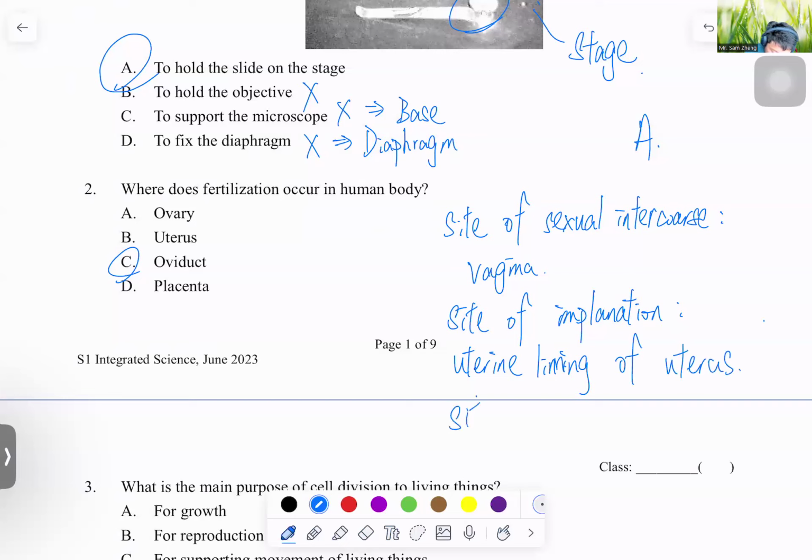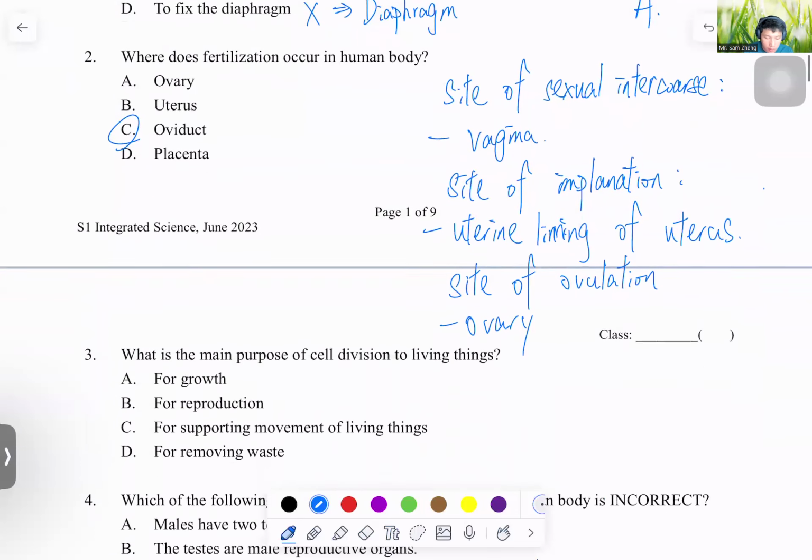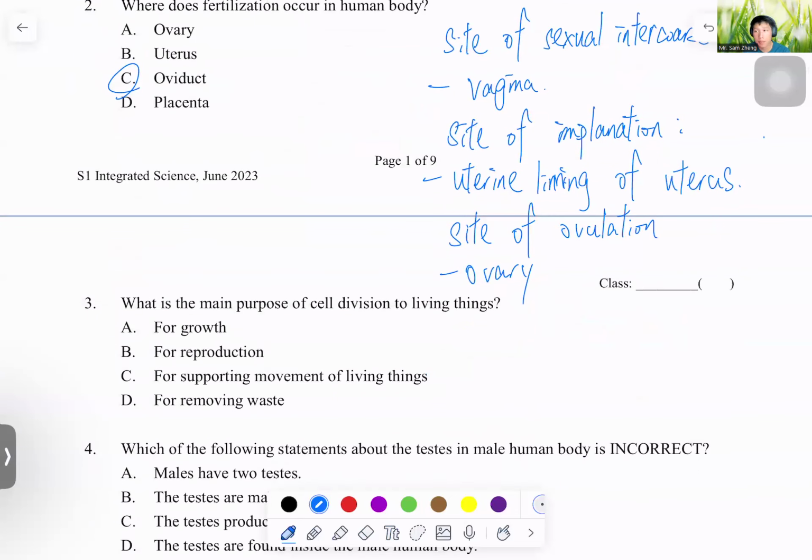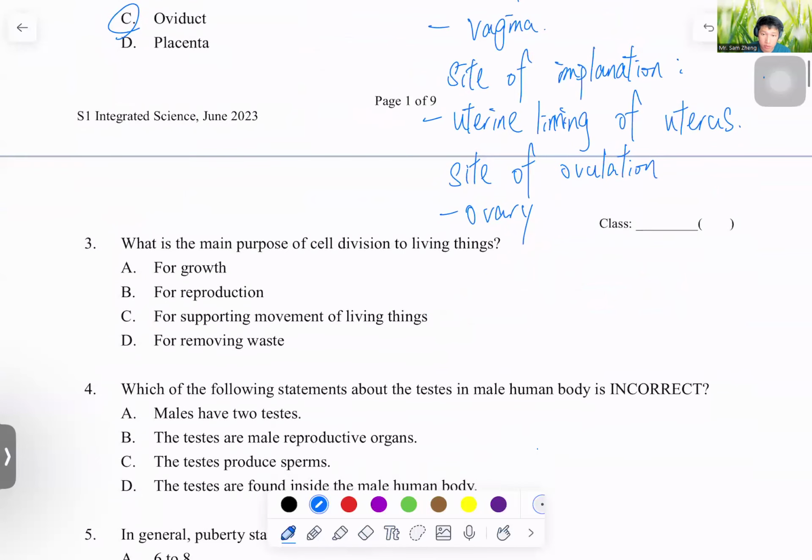Then the site of ovulation would be the ovary. So in this case, these would be some other facts or terms that you need to memorize throughout these examinations. I hope it can serve as a reference for you.